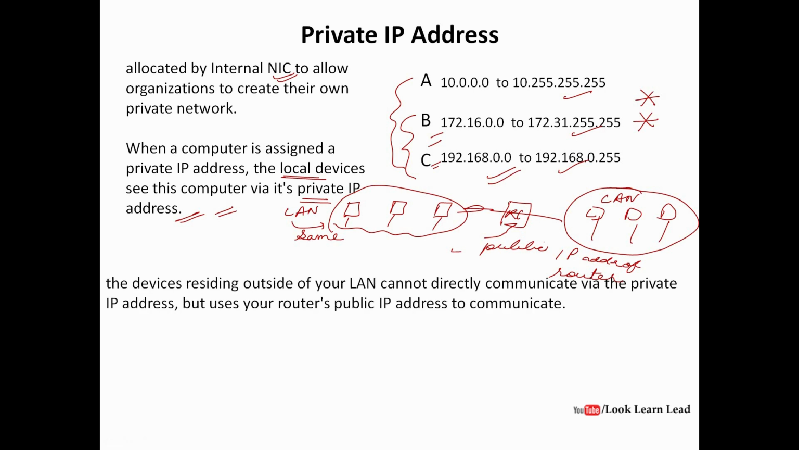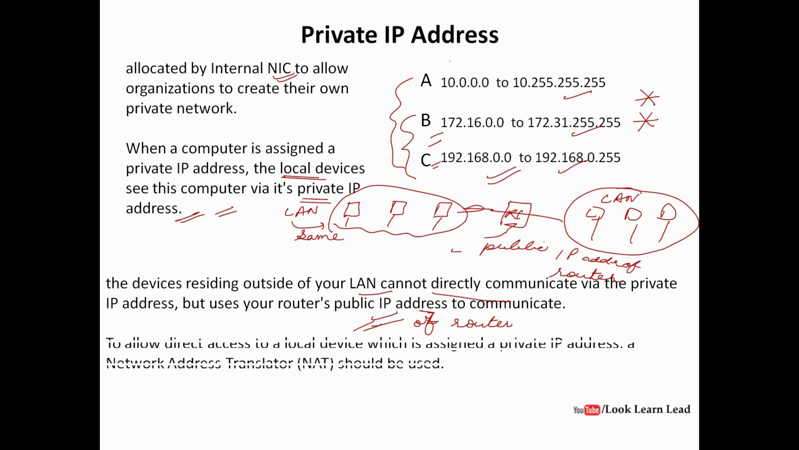That is, a device residing outside your LAN cannot communicate directly via the private address, but uses the public IP address of the router to communicate. Do you understand? We have to learn the ranges for public IP addresses for all the classes, and you have to know about the network ID and host ID. It is very important.